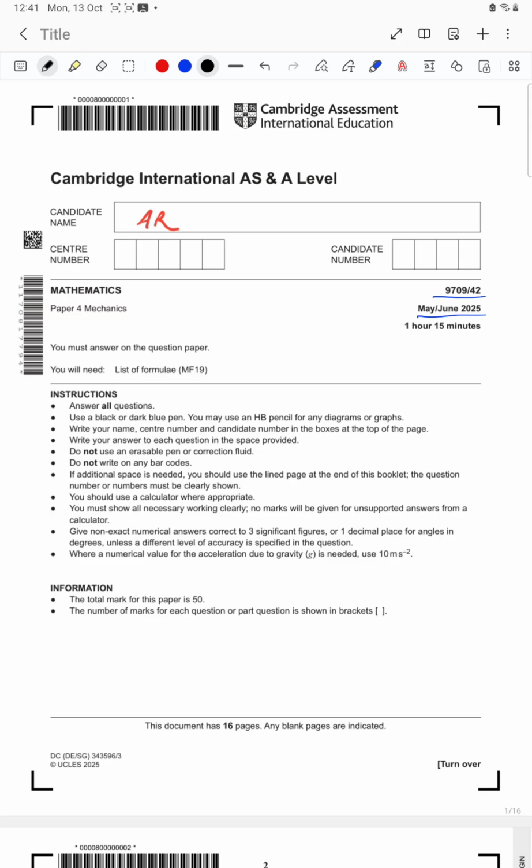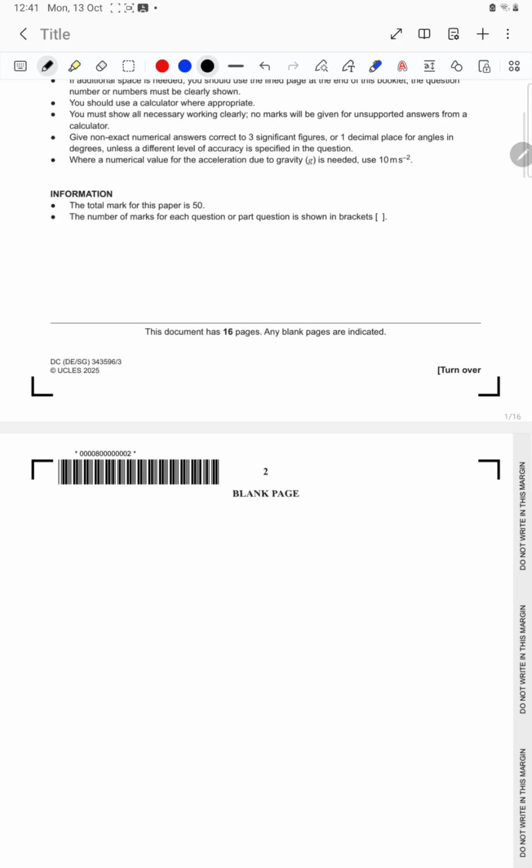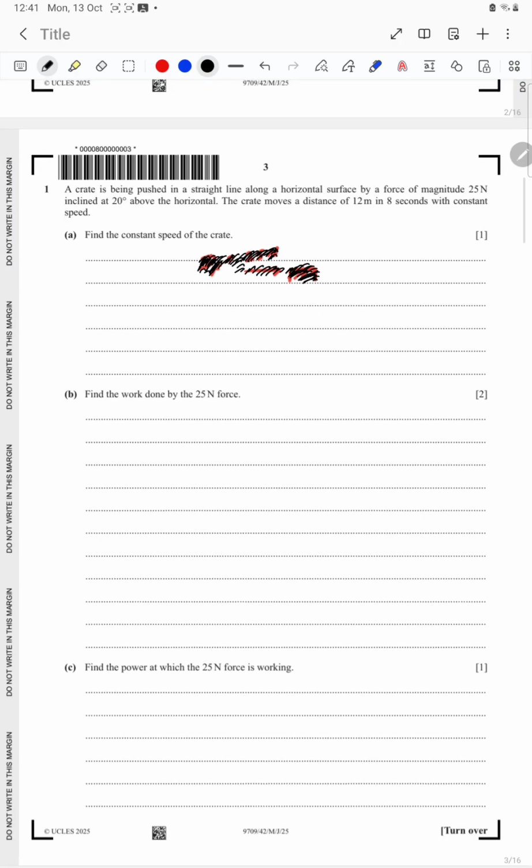Guys, today I'm going to solve the past paper May June 2025, that is 9709/42. This is a paper of mechanics, and I'm going to solve this for you. Okay, let's start with question number one.